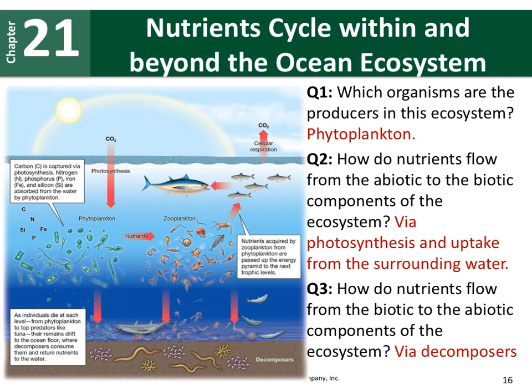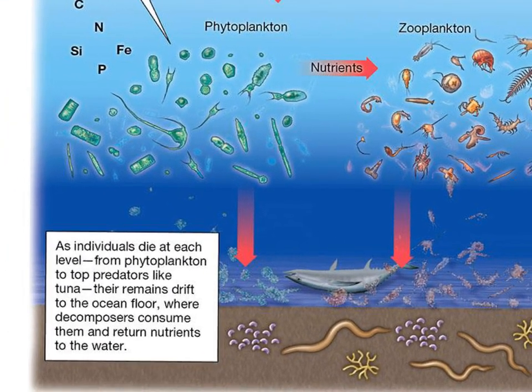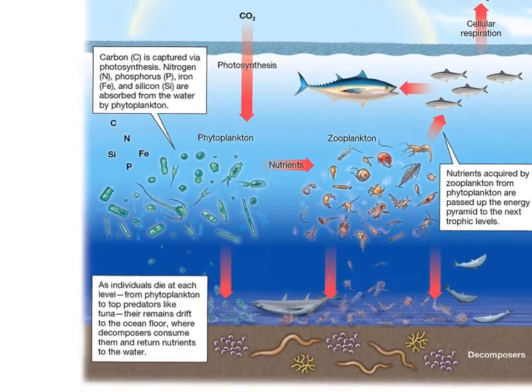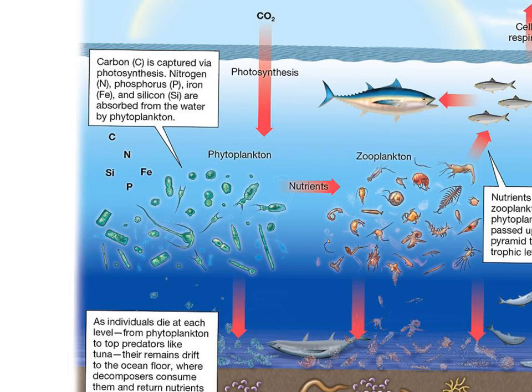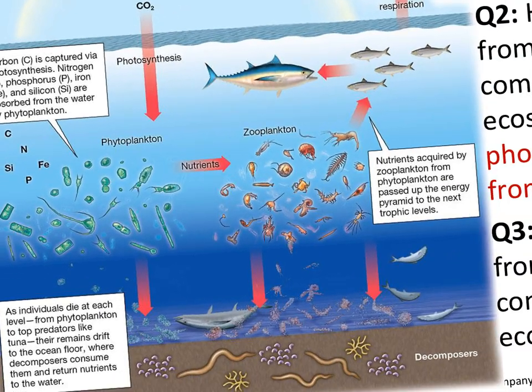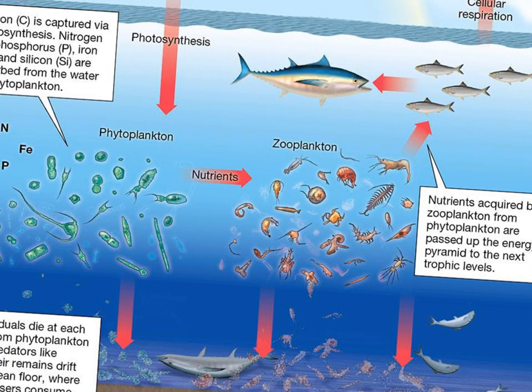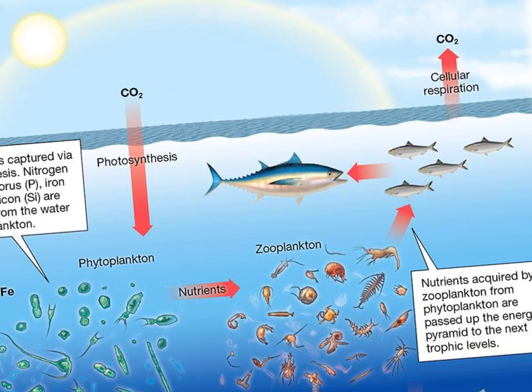So here's our nutrient cycle with and beyond the ocean system. And individuals die at each level, from phytoplankton to the top predators. They sink to the bottom. They decompose. They are taken in different levels where they sit there and are further decomposed. Carbon is captured via photosynthesis. Nitrogen, phosphorus, iron, and silicon are absorbed from the water by the phytoplankton as well. Nutrients acquired by zooplankton from phytoplankton are passed up the energy pyramid, and the fish above that get a lot of those nutrients as well, and eventually it's passed up to the top.